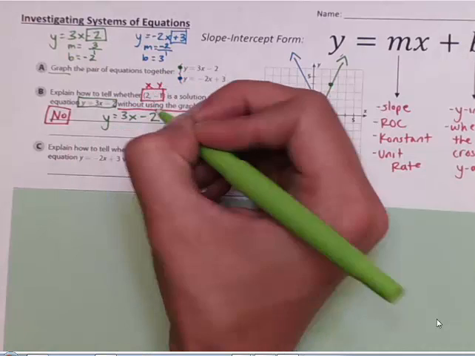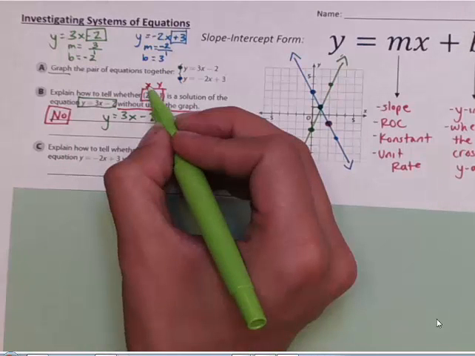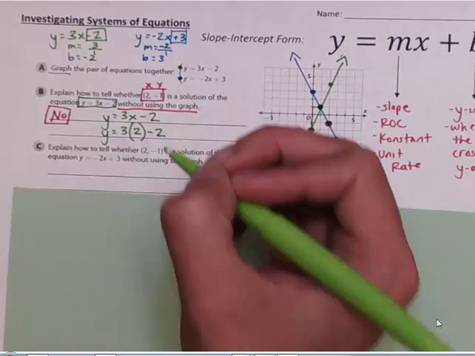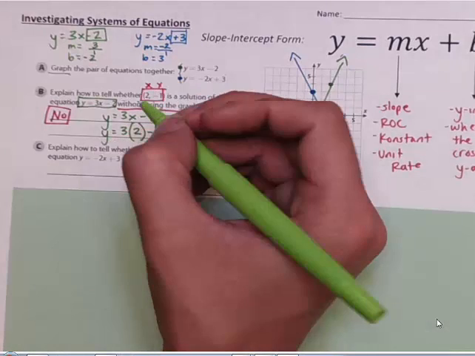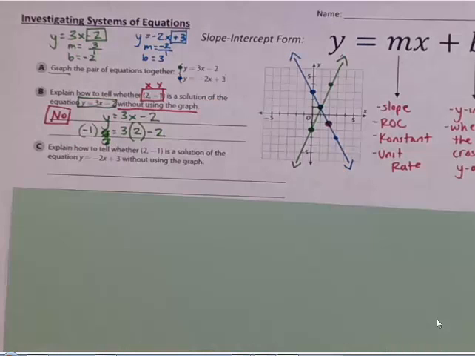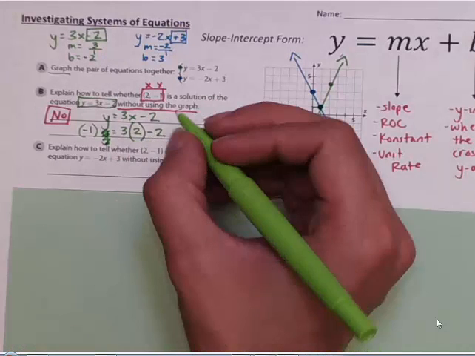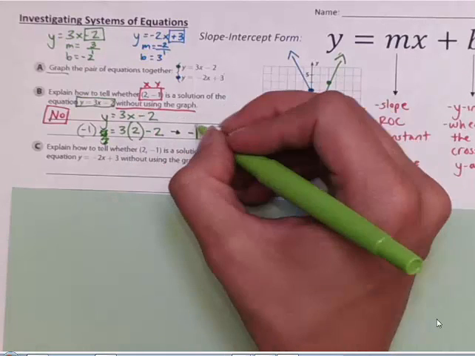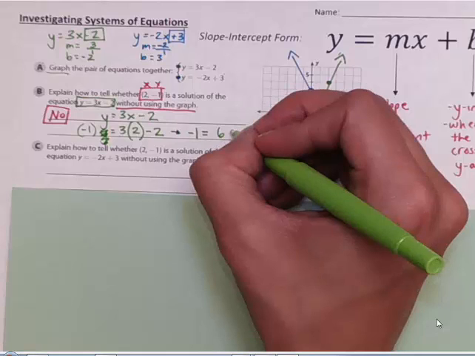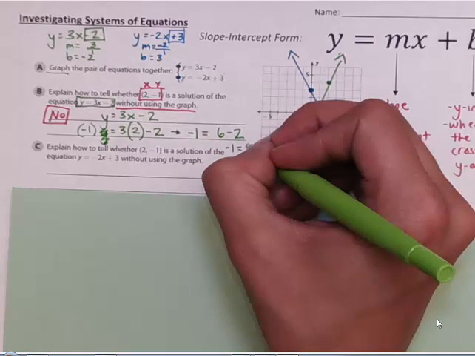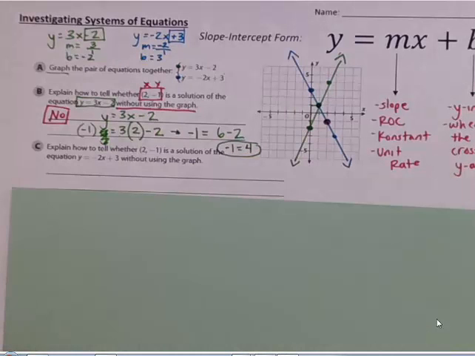I'm going to plug in 2 for the x value. Y is equal to 3 in parentheses 2 minus 2. And my y value is -1. So really, I'm not going to write down that y. I'm going to put -1 in place of it. So now if I solve, I'm going to multiply the 3 times 2 first. So I have -1 on the left side is equal to 3 times 2 is 6 minus 2. 6 minus 2 is what? 4.